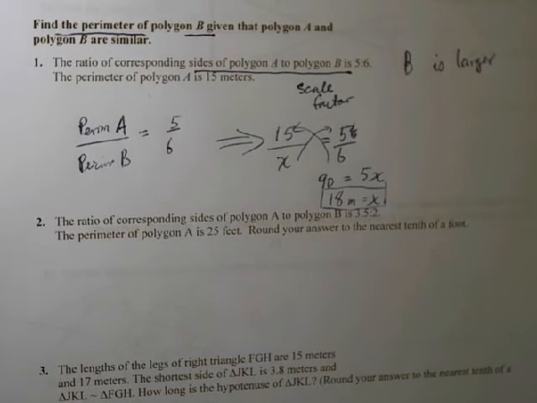So again, we're just using the fact that the similarity between two polygons tells us something about the scale factors of their perimeters. Let's go on and look at a couple more examples.